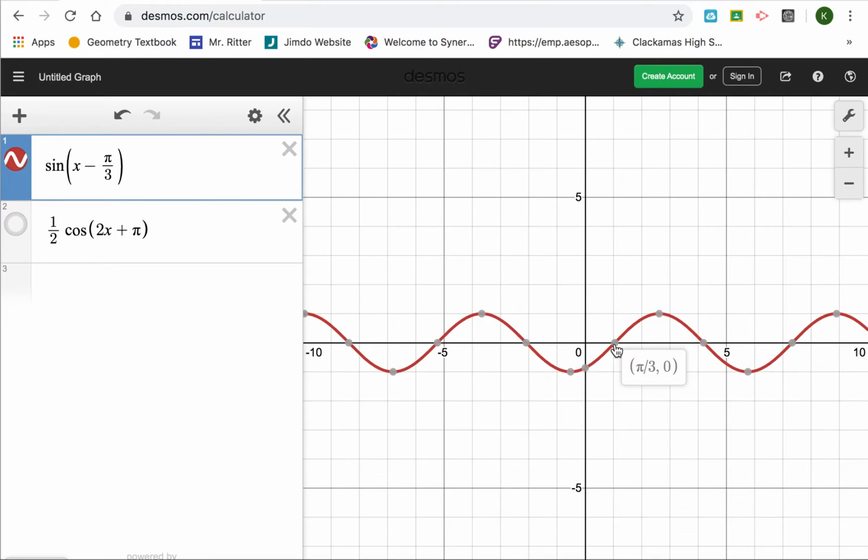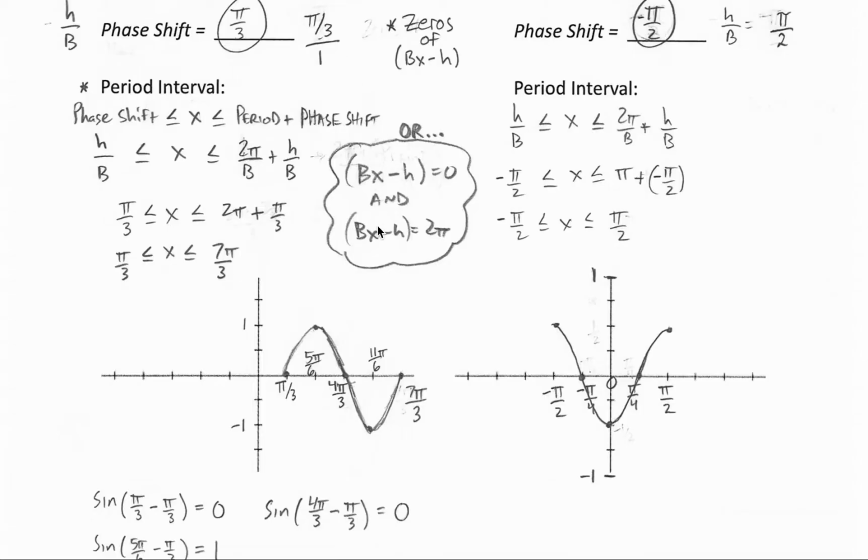Here we can see that at pi over 3, we start at 0 on the y-axis. Then we go to our maximum. The maximum is 1, given an input of 5 pi over 6. Back to our intercept at 0, given an input of 4 pi over 3. Here we can see our minimum value of -1 happened when x was 11 pi over 6. And then we finish it off at the end of our period at 7 pi over 3. It's much more helpful to use that if you have access to Desmos, and you can see that it matches our graph nicely.